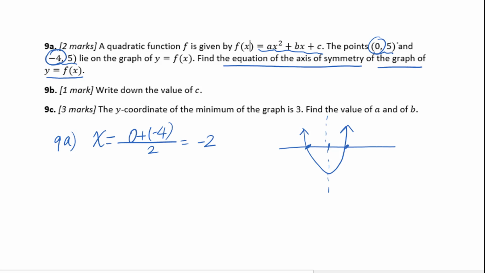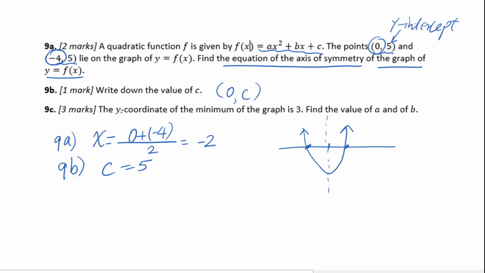(0, 5), this 5 is the y-intercept. In other words, c equals 5. So for 9b, c equals 5. Remember, the y-intercept is always (0, c).